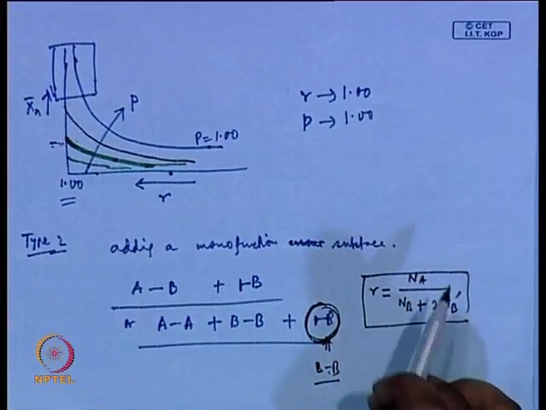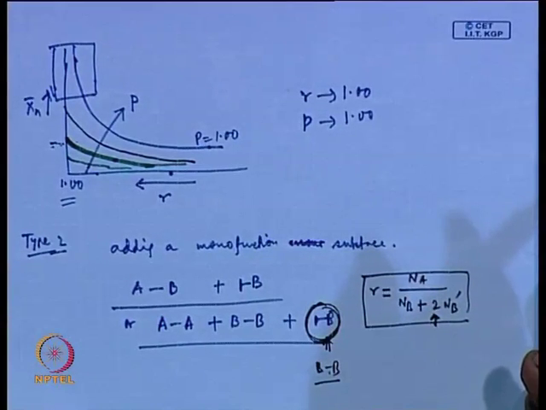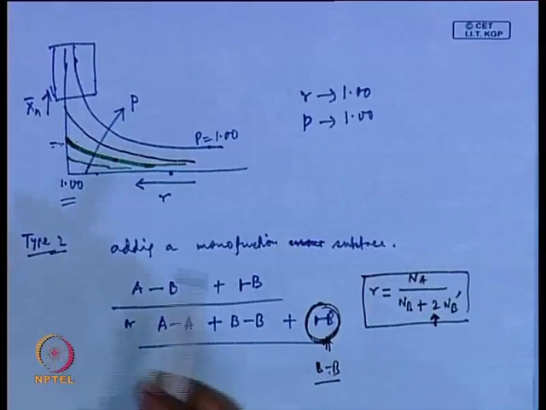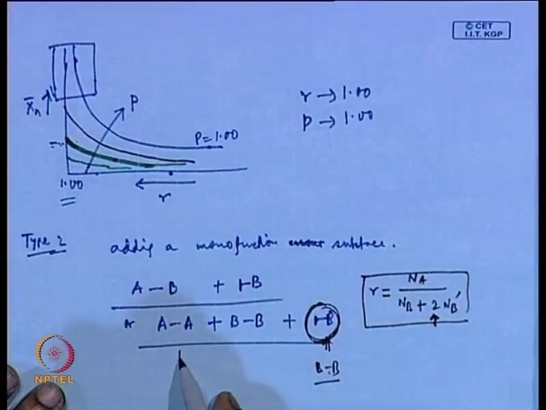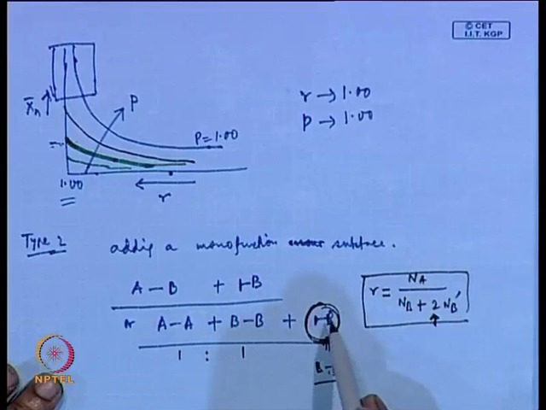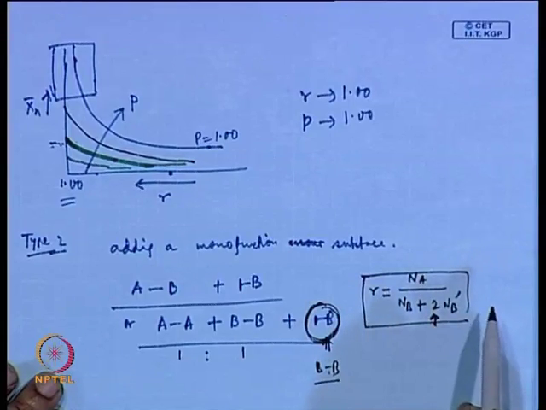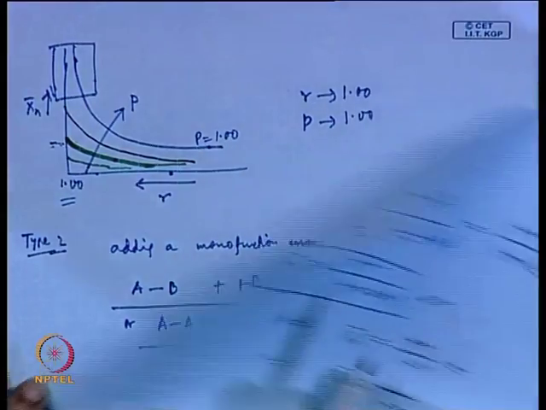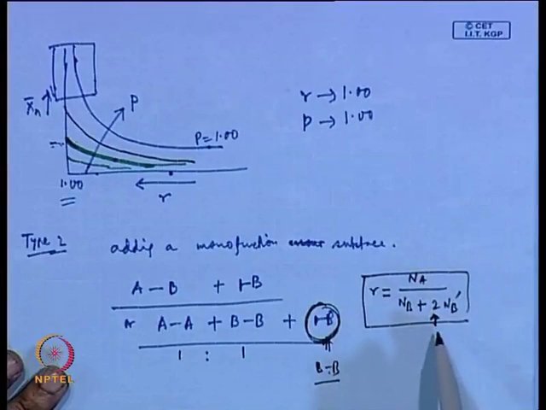So, with this formula you can target a molecular weight. You can start with a 1:1 ratio of the two monomers A A and B B, then add a slight amount of this monofunctional compound, and target a certain molecular weight using this expression where R is defined as this.